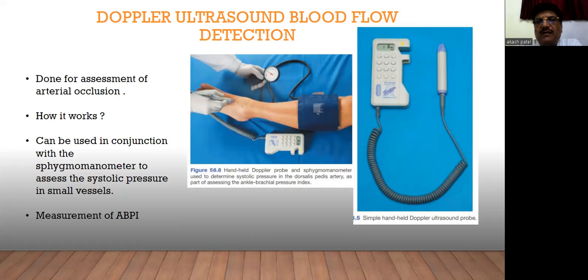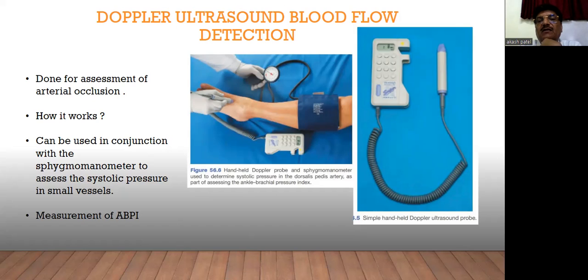In my opinion, every acute ward, like the surgical ward, medical ward and also the orthopedic ward, should have this equipment handy for use at any time. It is used for assessment of arterial occlusion, to detect pulses which are not palpable. Of course, if you can palpate with the hand, there is no need for this detector because you have already detected it with your hand.